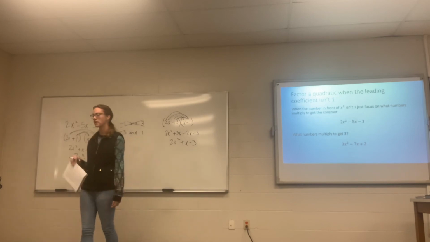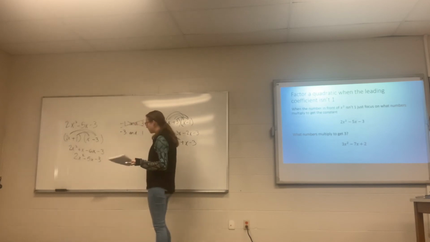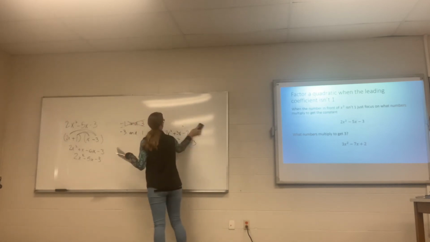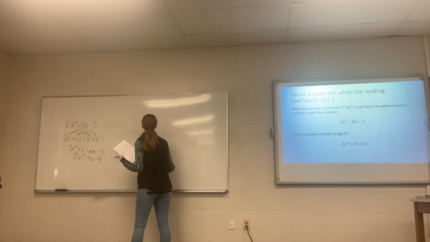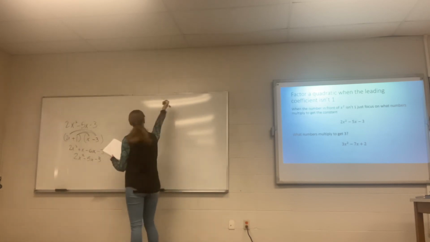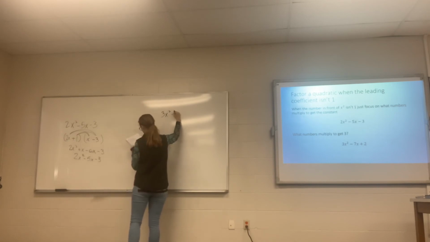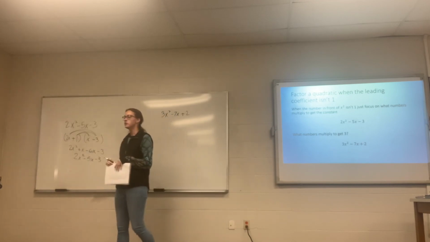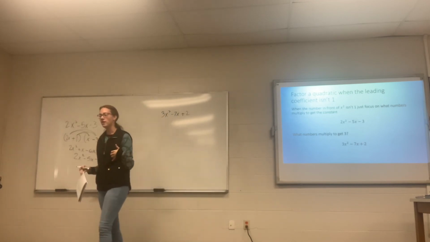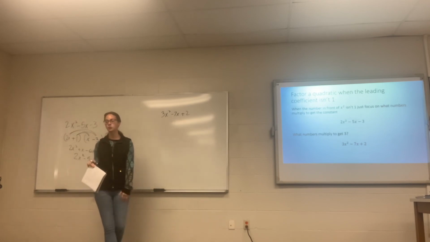Okay, let's do the second example. This one says I have 3x squared minus 7x plus 2. My number out front, in front of my x squared, is going to be 3, so I have 3x squared.